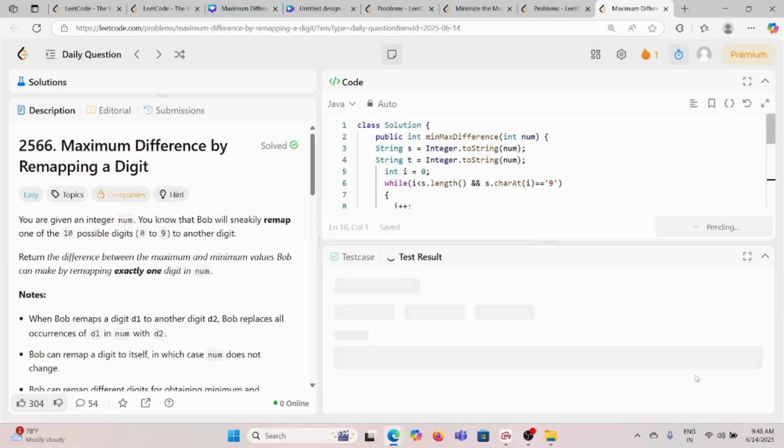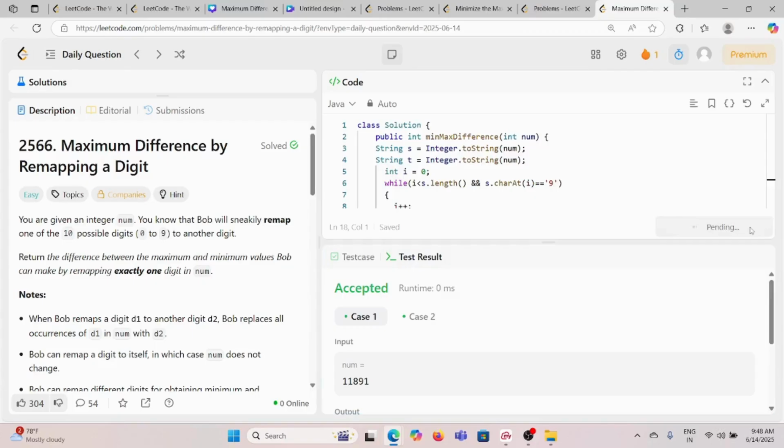So let me execute this code, which I have already executed. Now I am submitting it.